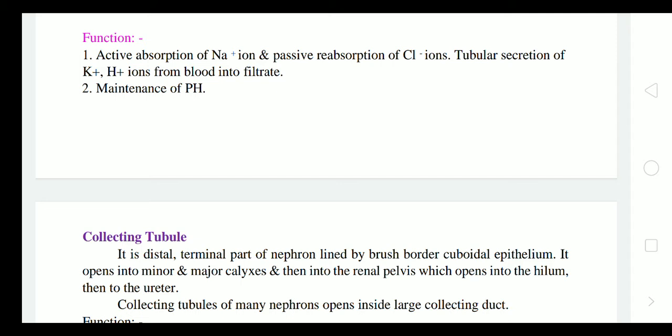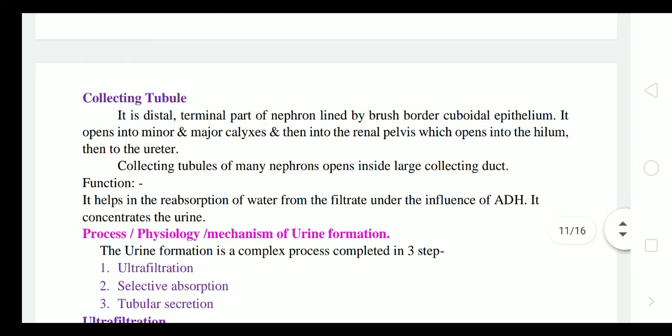Collecting tubule. It is the distal terminal part of the nephron, lined by a brush border cuboidal epithelium. It opens into the minor and major calyces and then into the renal pelvis, which opens into the hilum, then the ureter. So the collecting tubule collects the urine, and it opens into the minor calyx, then the major calyces, and then the renal pelvis, where it continues to the ureter. So urine passes this way.